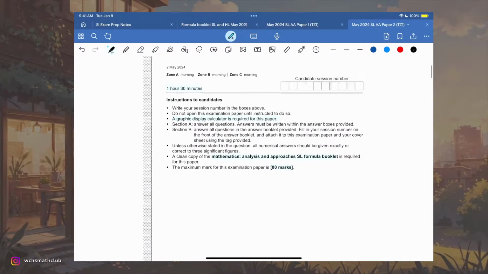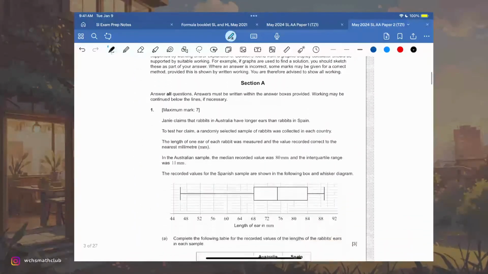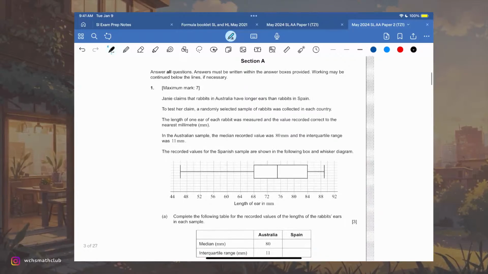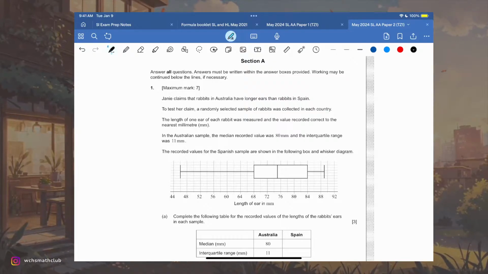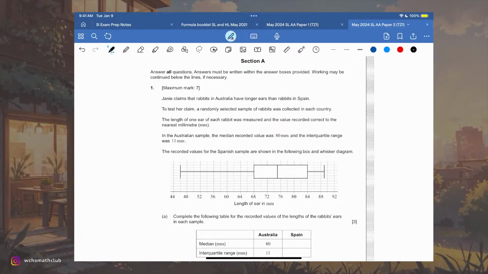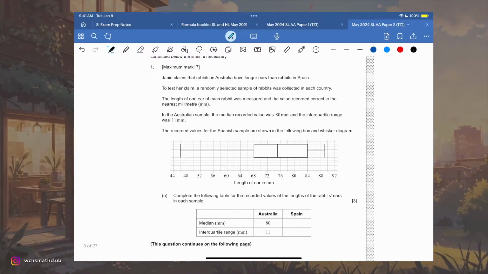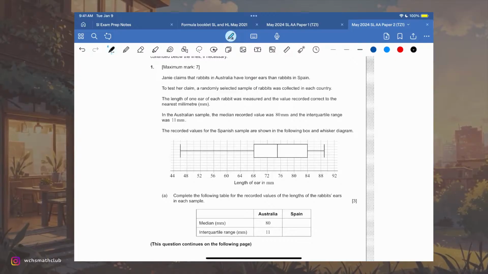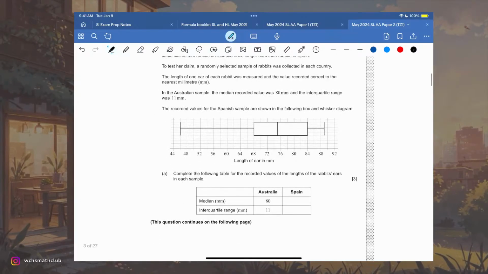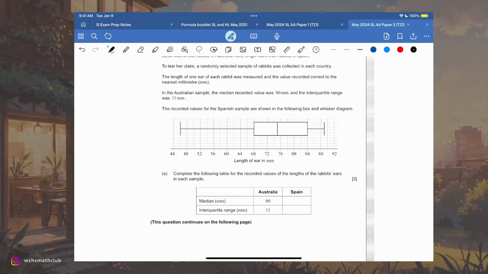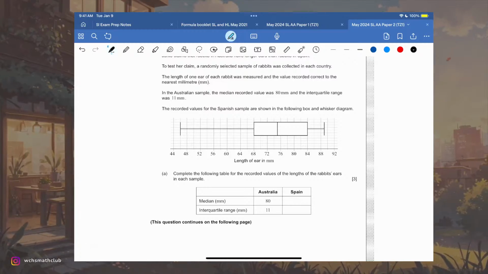Alright, let's move on to the actual problems. Section A, question 1. Janie claims that rabbits in Australia have longer ears than rabbits in Spain. To test her claim, a randomly selected sample of rabbits was collected in each country. The length of one ear of each rabbit was measured and the value recorded correct to the nearest millimeter. In the Australian sample, the median recorded value was 80 millimeters and the interquartile range was 11 millimeters. As you see in the box and whisker plot, you have the recorded values for the Spanish samples.